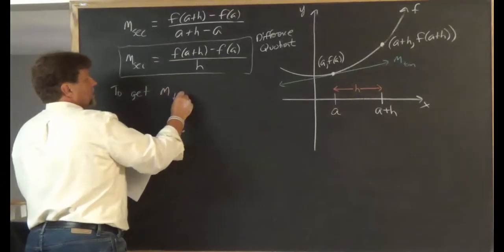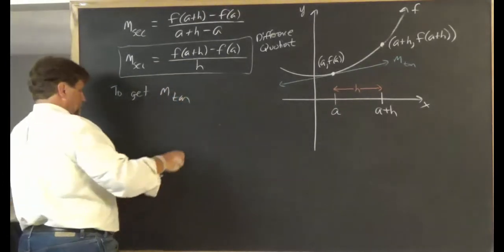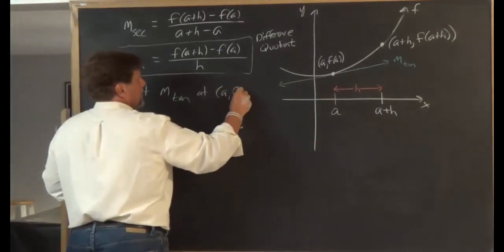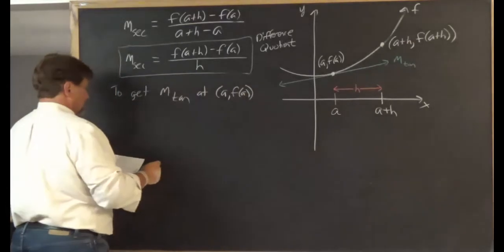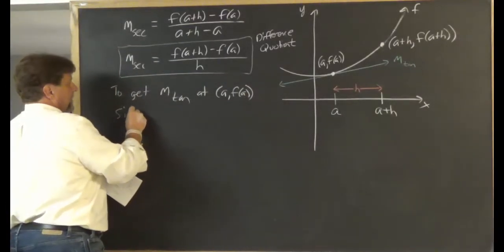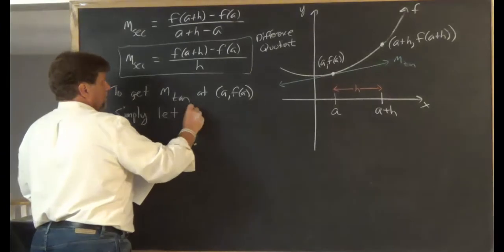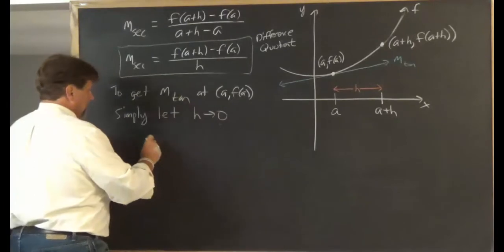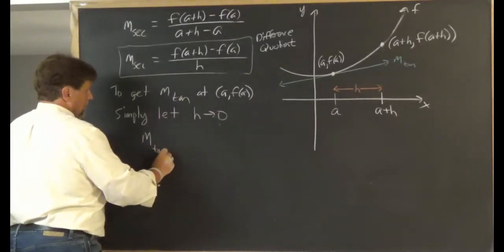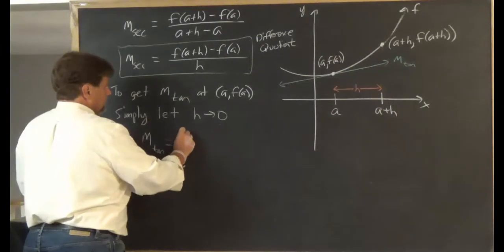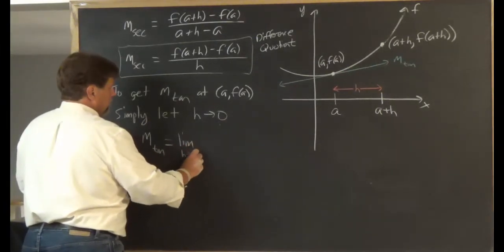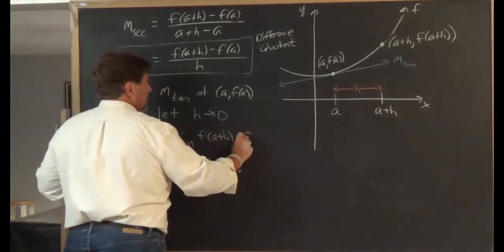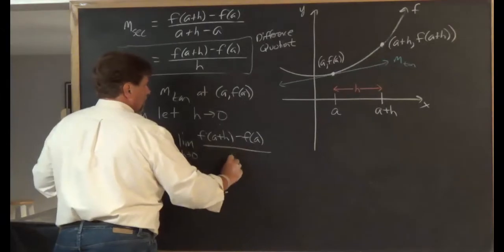To get the slope of the tangent line at the point A, f of A, we just simply let h approach 0. That's the limit concept, and that gives us the following. The slope of the tangent line equals the limit as h approaches 0, f of A plus h minus f of A all over h.